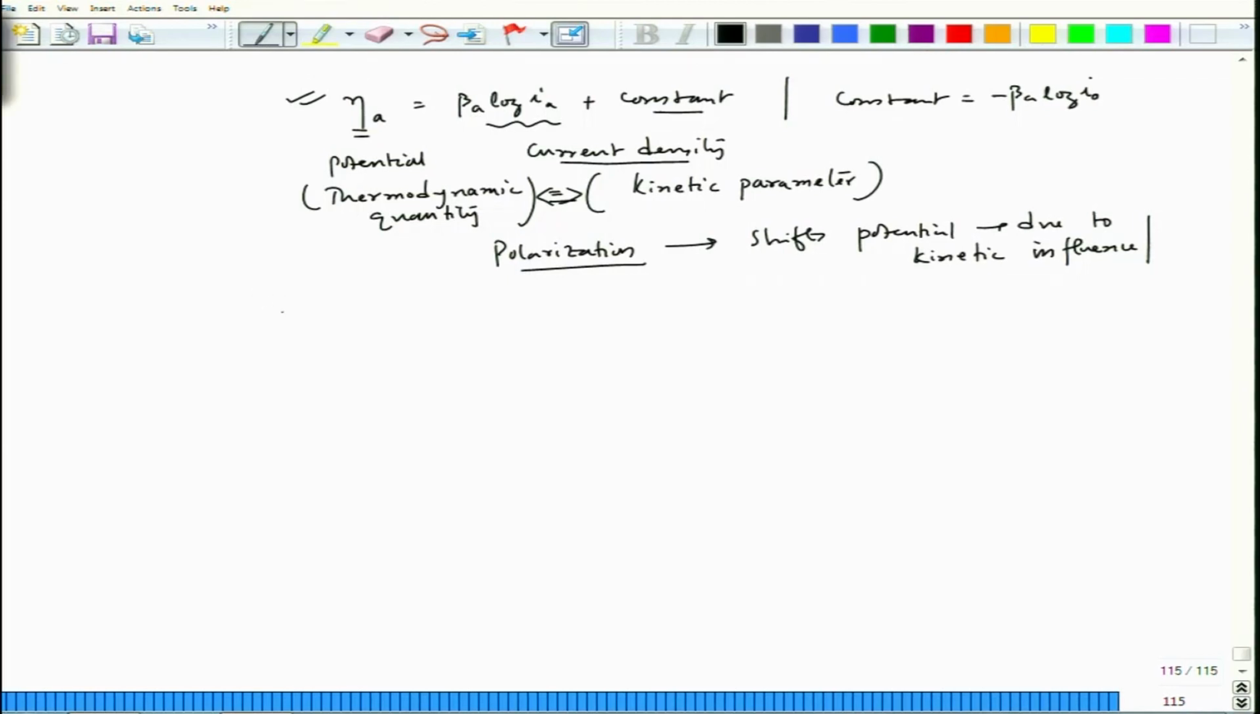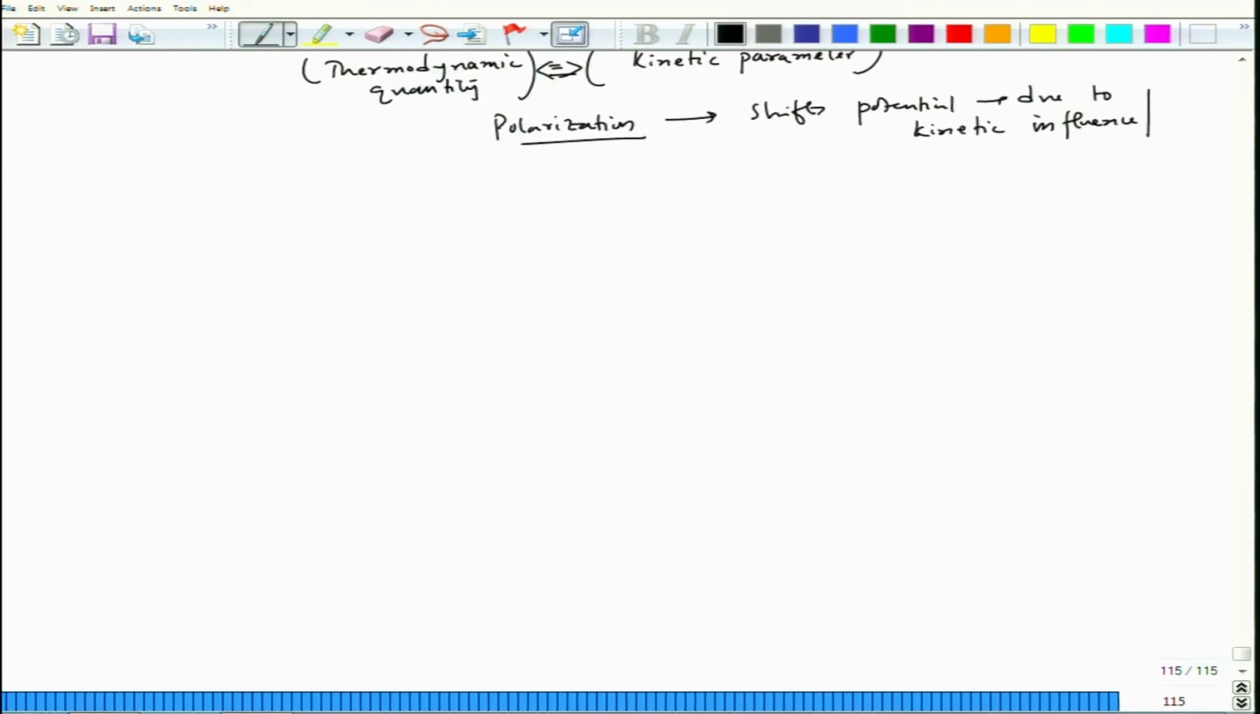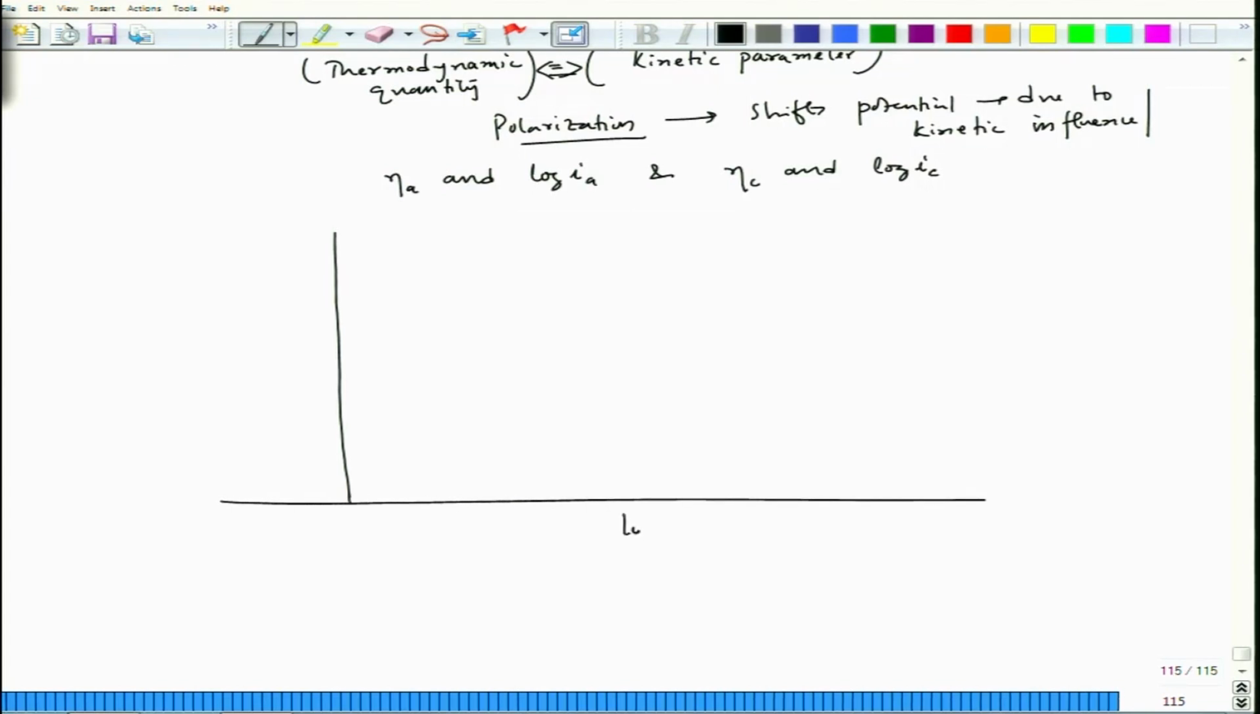So, let us try to see how it can be plotted in a particular diagram. Let us try to see the plot between ηa and log Ia, as well as ηc and log Ic. Let us say this side is log I and this particular axis is η.